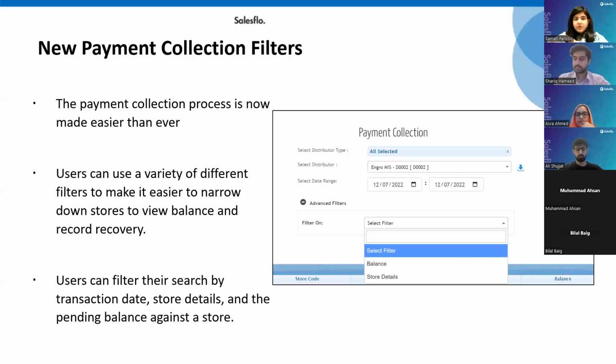One is new payment collection filters. So if you're using our payment collection feature, then you will get to use this feature. We've incorporated some advanced filters to further get balance-wise store details, or if you want to select a particular date range and then gather when a particular store has made a payment or not.